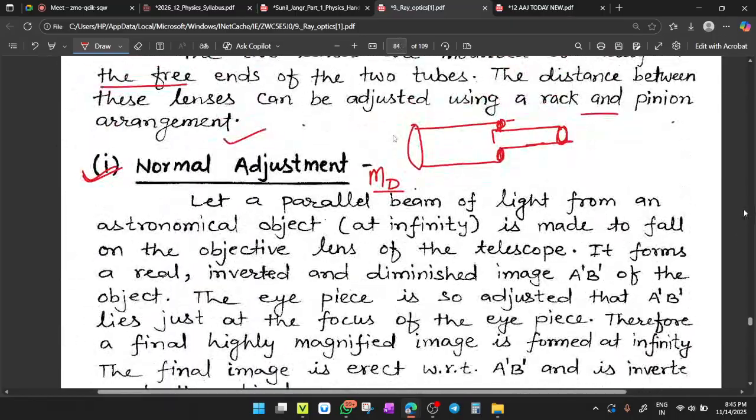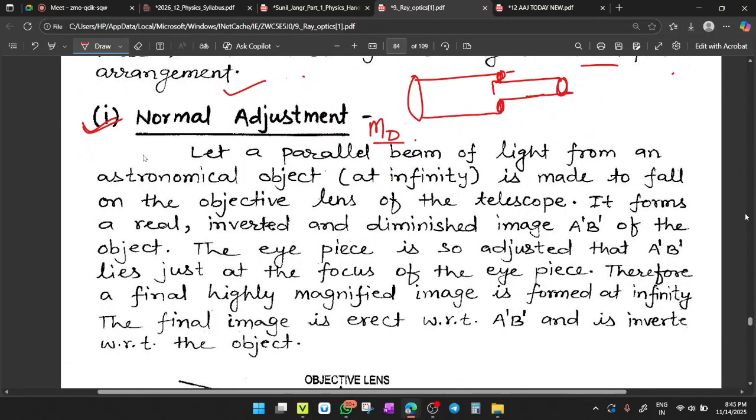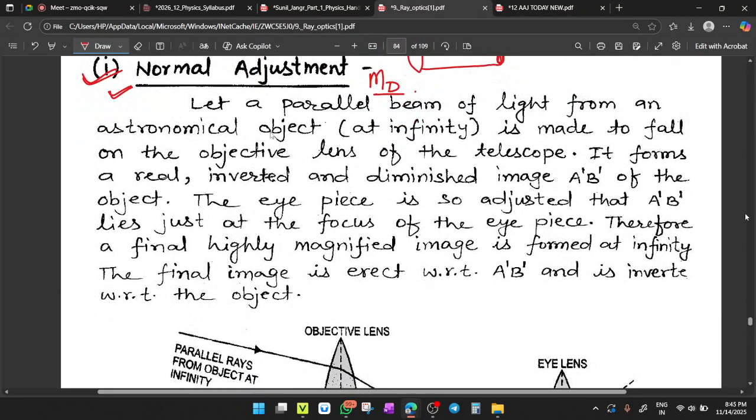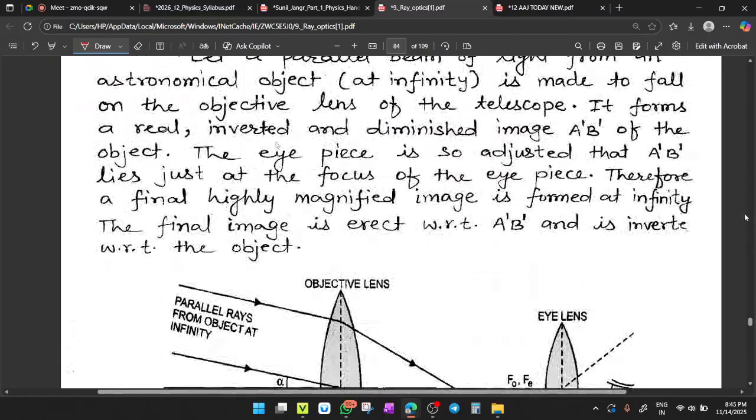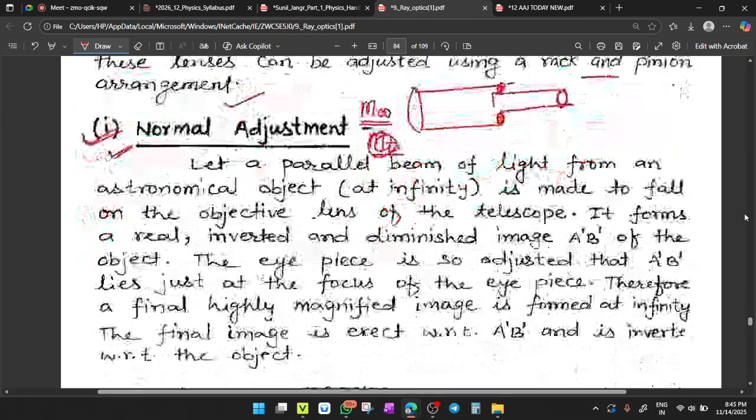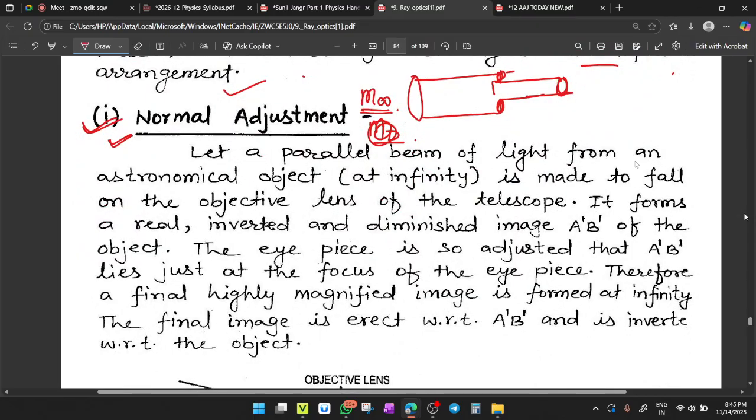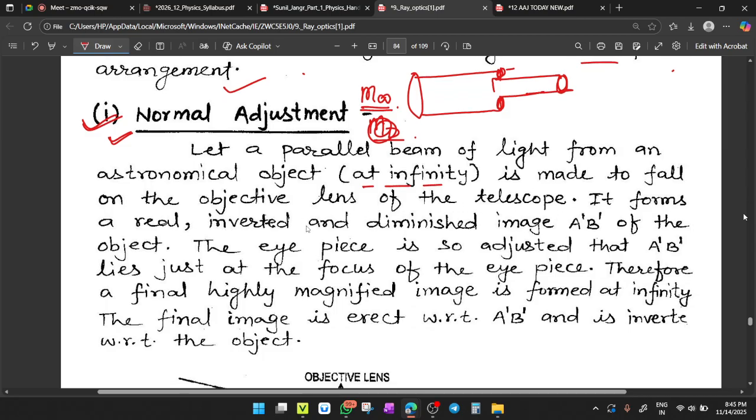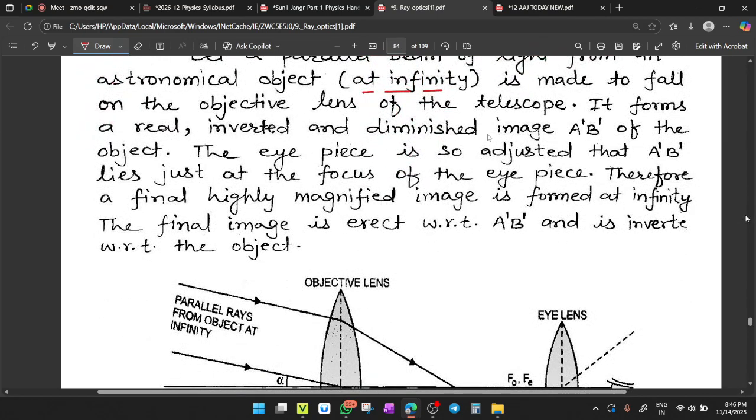So first we are talking about normal adjustment. Okay, normal adjustment. So what is normal adjustment? Normal adjustment means minimum magnification, the infinity one. Let a parallel beam of light from an astronomical object at infinity be made to fall on the objective lens of the telescope. It forms a real, inverted and diminished image A dash B dash of the object.